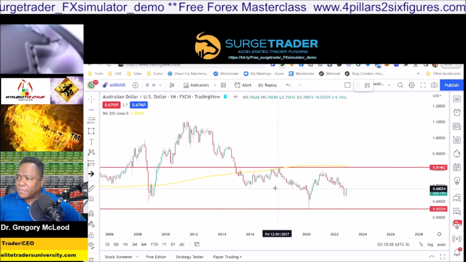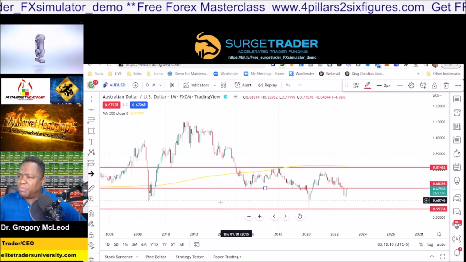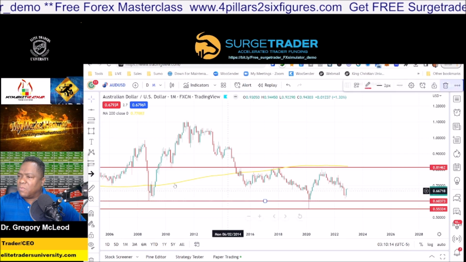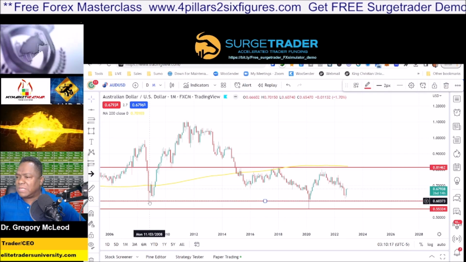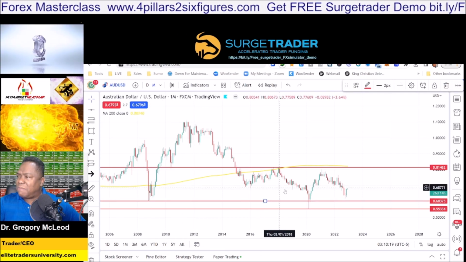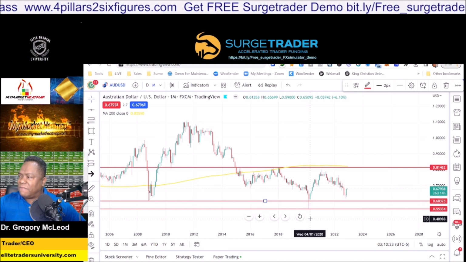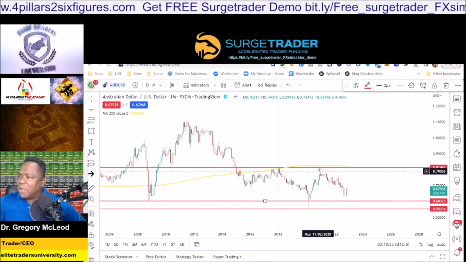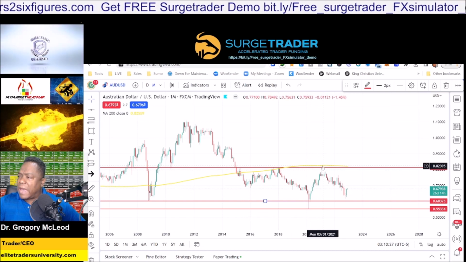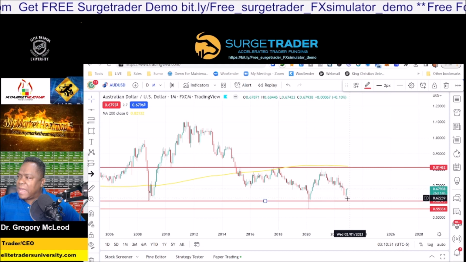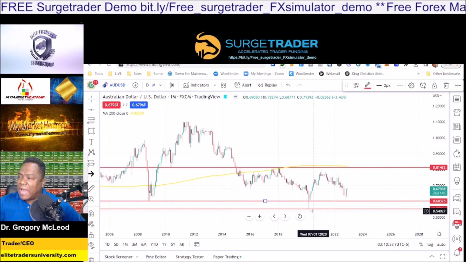We see some support. It's kind of janky here because we came down to this low at 60.37 back in 2008, came back down and pushed through with a wick down to 55.33, came back up, rallied almost to the old high that we had back in 2018, and then we dropped down again, a little higher. So we have a higher low.